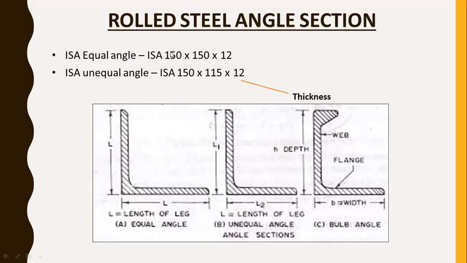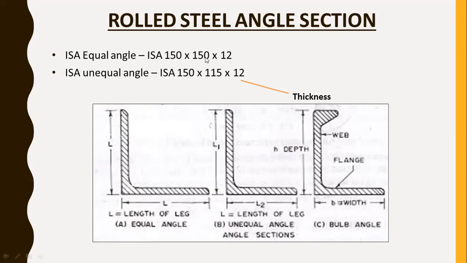Equal angle means its width and depth are both the same, so it's known as an equal angle. If the B cross D is different, then it's known as an unequal angle, right? And at the end of this section, 12 is considered as the thickness, right? So here it is B cross D cross T.